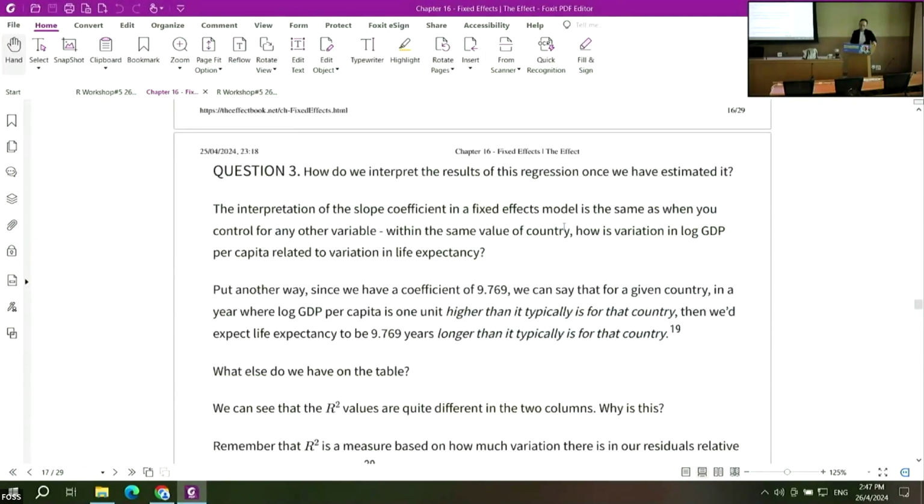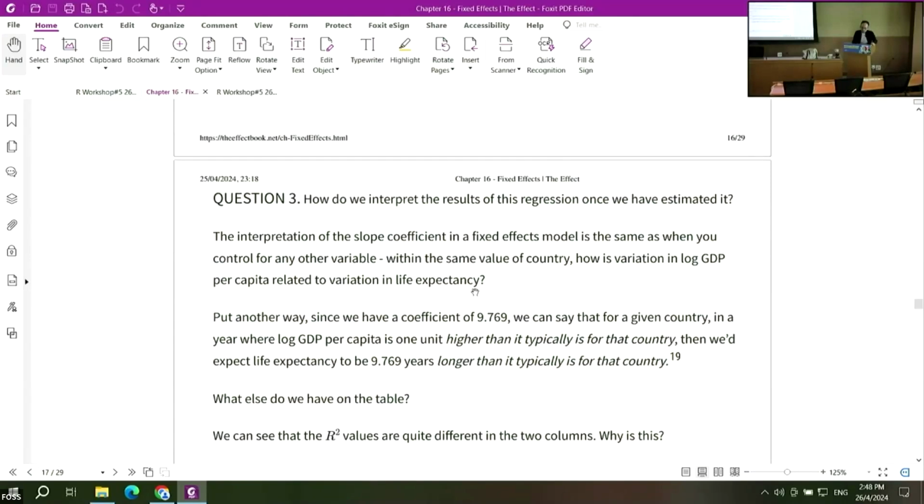The third question is about how you interpret the results of the regression once we estimate it. A couple of things, okay? The slope coefficient in the fixed effects model is the same as if you controlled for any other variable within the same value of the country. How is variation in log GDP per capita related to variations in life expectancy? I'm just going to highlight this.